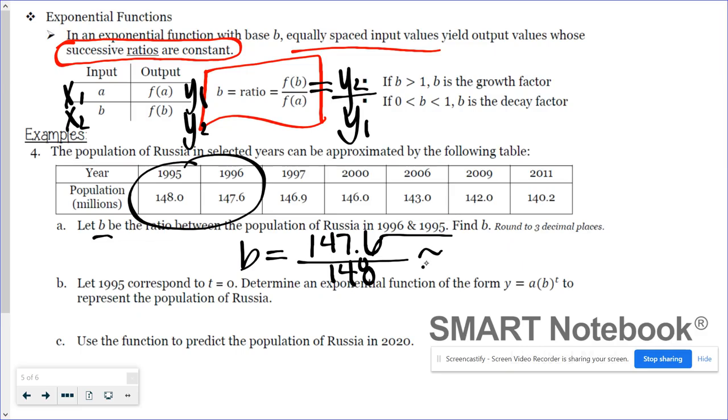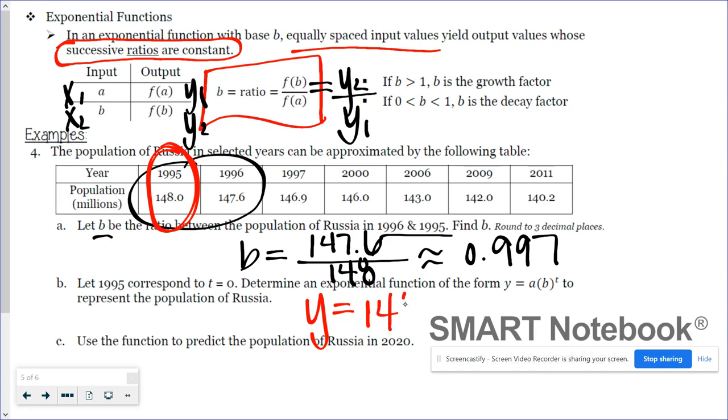So I calculate this, and I'm going to have to round my B value to 3 decimal places because it's not going to come out perfect. And I get 0.997. Once I know the value of b, I can write a function equation using my initial value for 1995. So I'm looking at y is equal to the initial population of 148 times b, which is 0.997, to the t power. Use the function to predict the population of Russia in 2020.